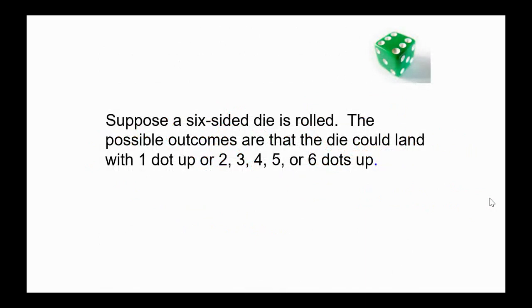So let's suppose a six-sided die is rolled. The possible outcomes are that the die can land with one dot up, or we can have two, three, four, five, or six dots up. So how can I write that sample space? If I wanted to do the abbreviated version, what could I write in the brackets here? If I roll a die, what options do I have? When you write a sample space, you need to write all the options. So 1, 2, 3, 4, 5, and 6. That's our full sample space.